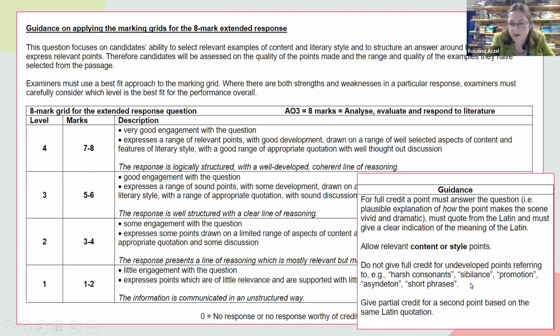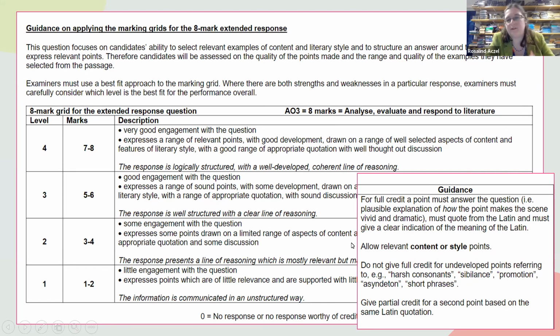Do not give full credit for undeveloped points referring to, e.g., harsh consonants, sibilants, alliteration, asyndeton, short phrases. So I always find there's a subset of students who think, I'm going to use the word sibilants or asyndeton or polyptoton, and therefore the very fact that I've said this word means that I'm going to get marks for it. And then they don't explain it. So this is basically saying, don't do that. Give partial credit for a second point based on the same Latin quotation. That's, yeah, pretty obvious.